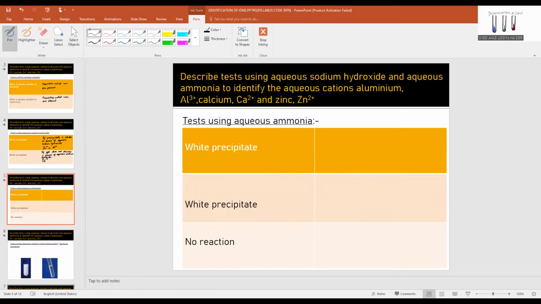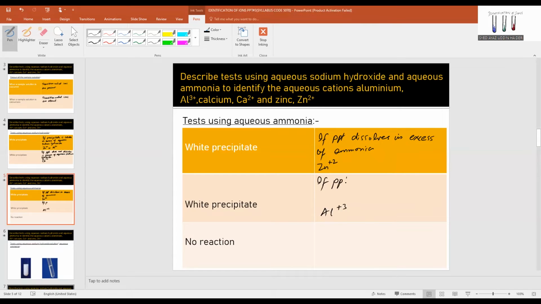Now I will talk about the test and result for the colorless sample, but this time with aqueous ammonia. If white precipitate is soluble, it must contain Zn2+. If PPT dissolves in excess of ammonia, and if it does not dissolve, then it must contain Al3+.